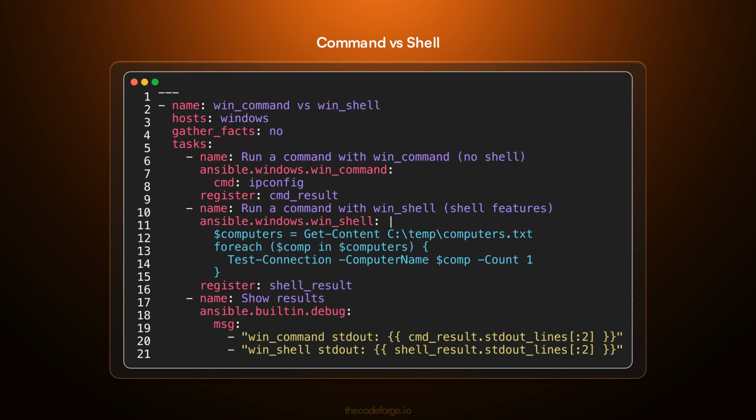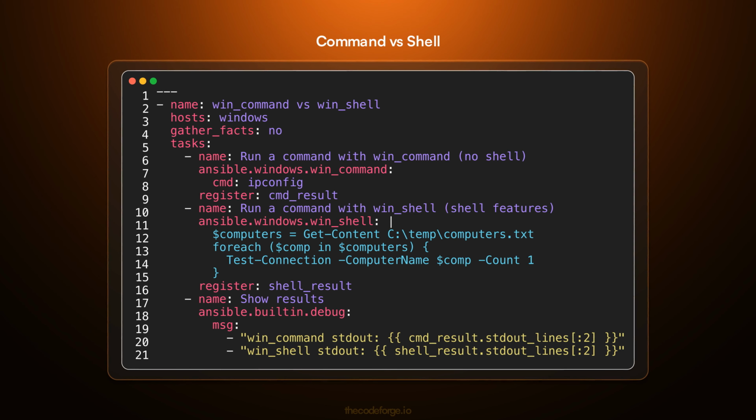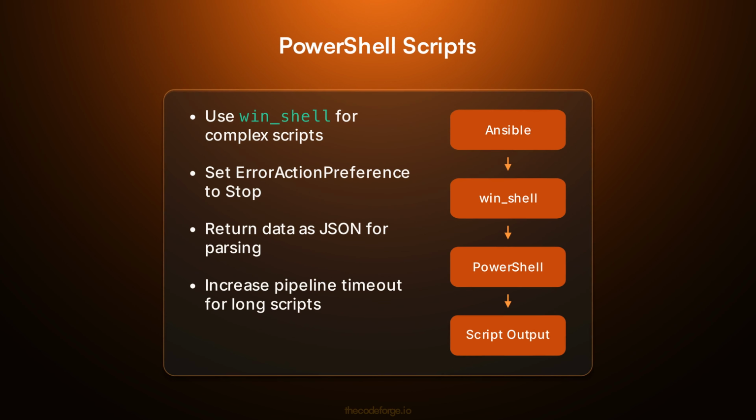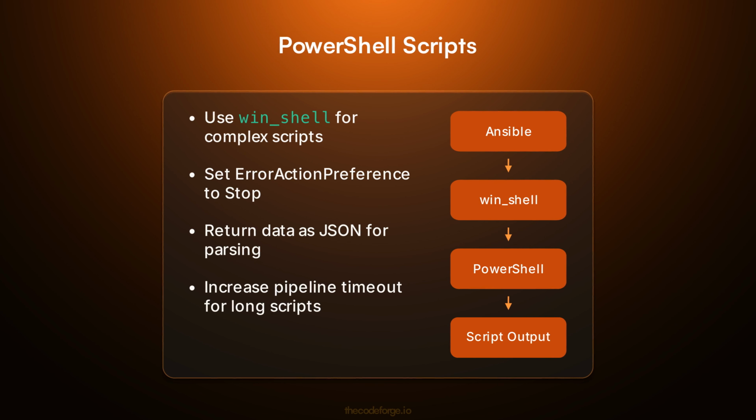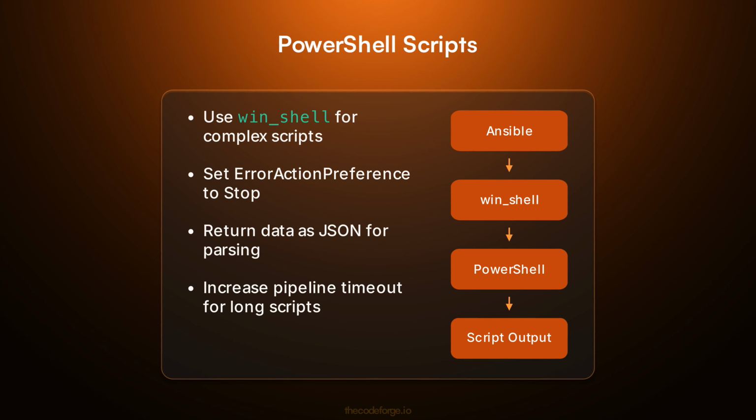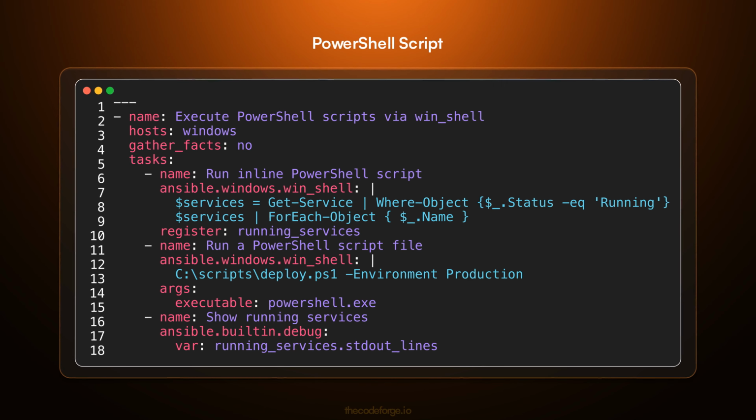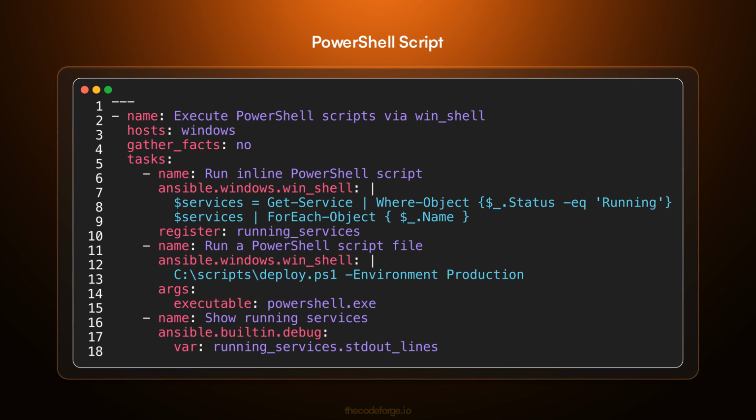This playbook compares win_command and win_shell. win_command runs ipconfig, while win_shell runs a PowerShell script that pings multiple computers. For complex automation, write PowerShell scripts and execute them with win_shell. Best practices include setting ErrorActionPreference equals Stop to catch errors, returning data as JSON, and increasing the pipeline timeout for long-running scripts. This playbook runs an inline PowerShell script to list running services and then executes an external script file.